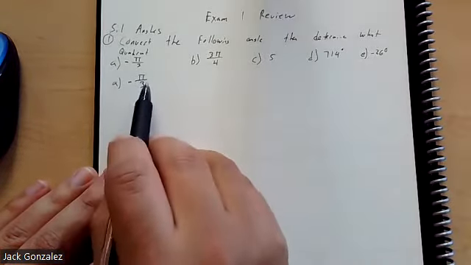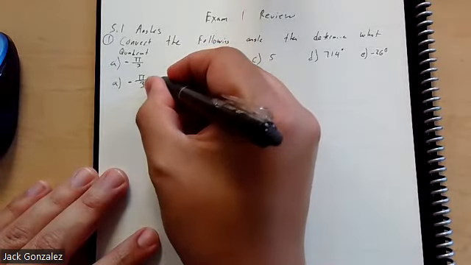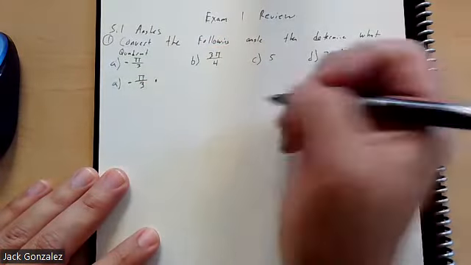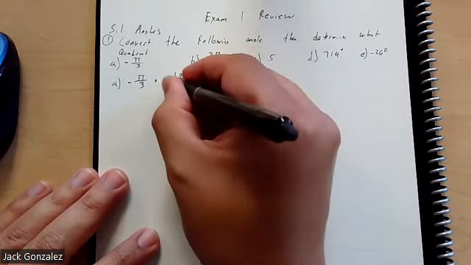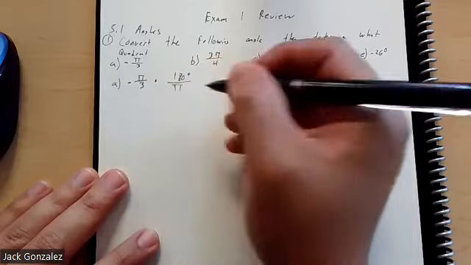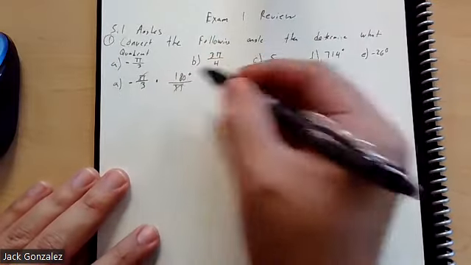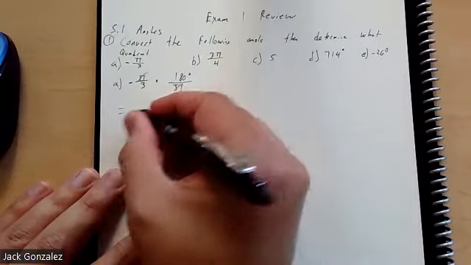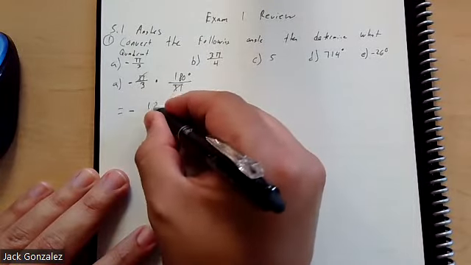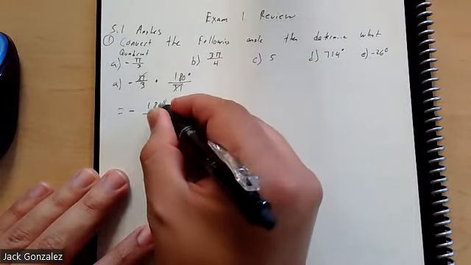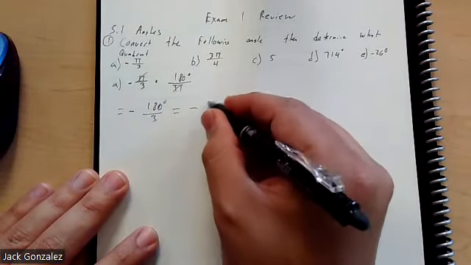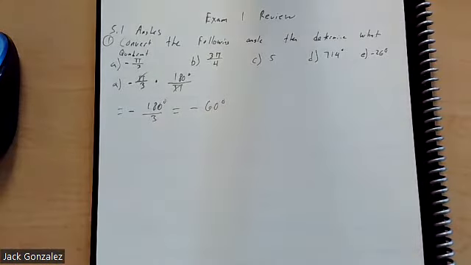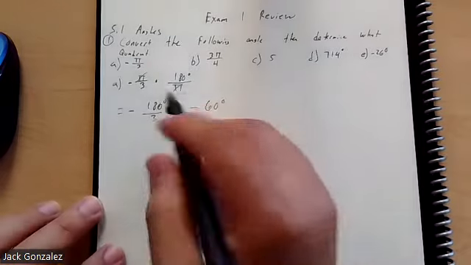So on this one, let's go ahead and convert to degrees. Let's multiply by 180 over pi, which is your conversion factor. This will cancel your pi, getting you to negative 180 over 3, which is negative 60, right? So this is all equal.